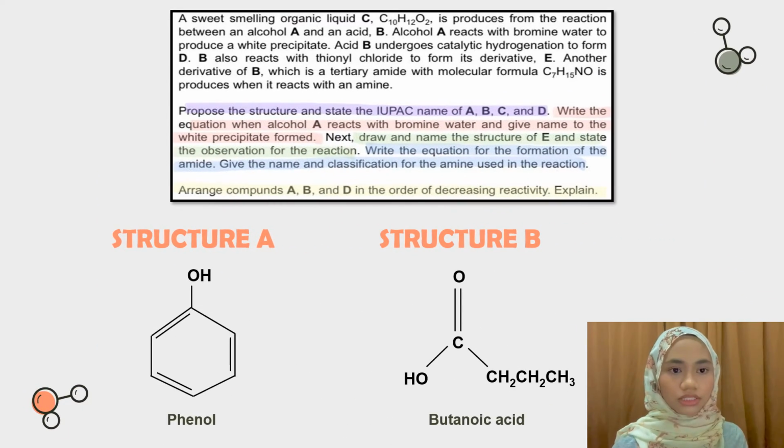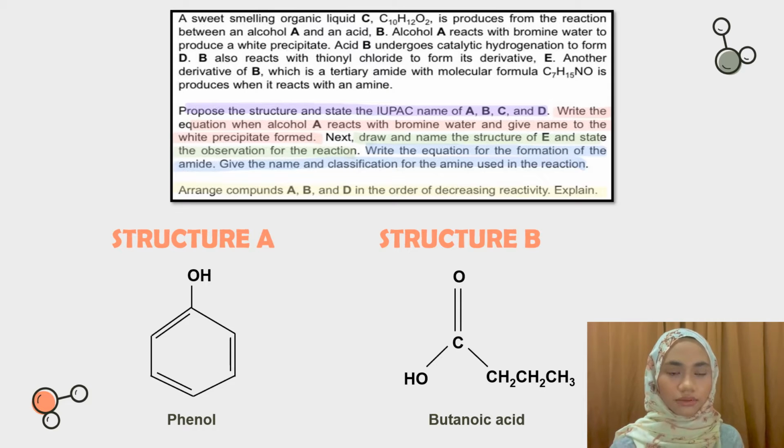Okay, the question said that alcohol A reacts with boiling water to produce a white precipitate. So this is actually halogenation using boiling water, and the white precipitate is 2,4,6-tribromophenol, which is the product when a phenol reacts with bromine water. So alcohol A is automatically a phenol.